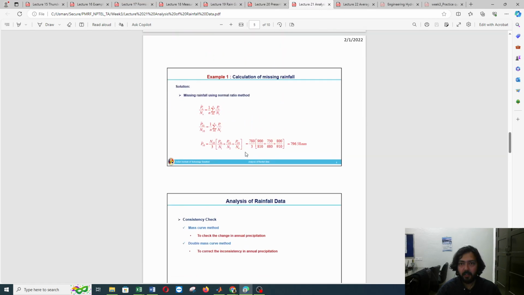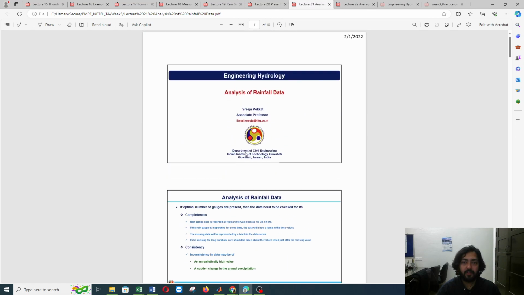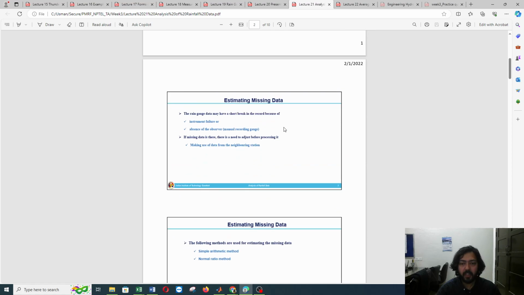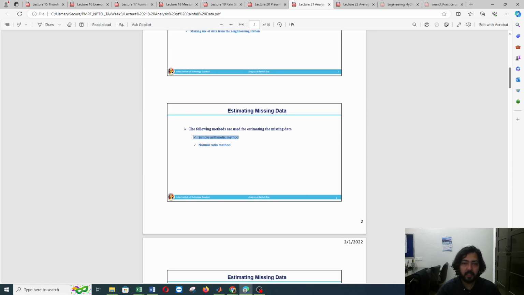Then the next thing that we learned is analysis of rainfall data series. We do this to see whether there is any missing data in the series and how we can overcome this difficulty, or how we can get the missing value in the data series. There are multiple ways, but in our syllabus we have talked about only three methods. The first is the simple arithmetic method, the next is the normal ratio method, and the last is the power square method or inverse distance method. In the simple arithmetic mean, you just take the mean of the remaining data and give it to the missing value.